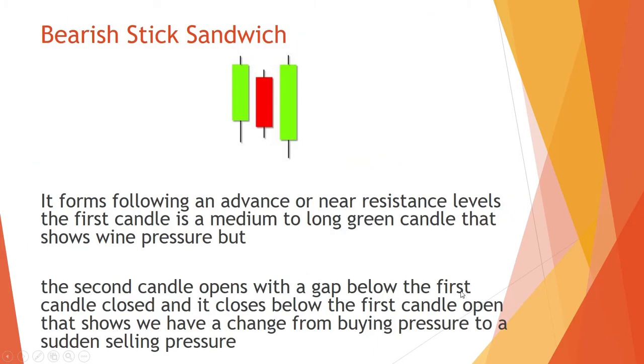The bearish stick sandwich. This forms following an advance or near resistance level. The first candle is a medium to long green candle that shows buying pressure. The second candle opens with a gap below the first candle, and it closes below the first candle open. So this is the open of the first candle, and this one is the close of this second candle, and it shows that we have a change from buying pressure to a sudden selling pressure.